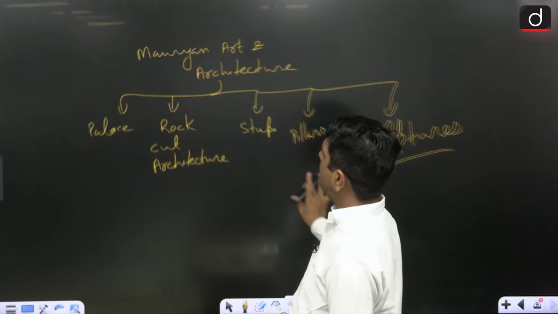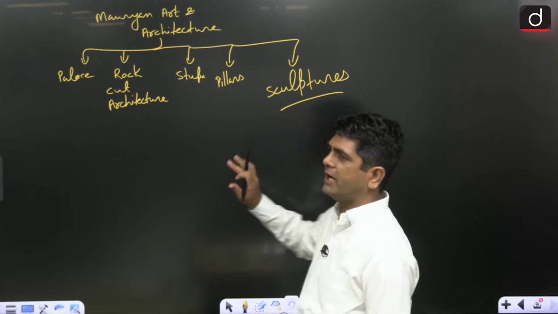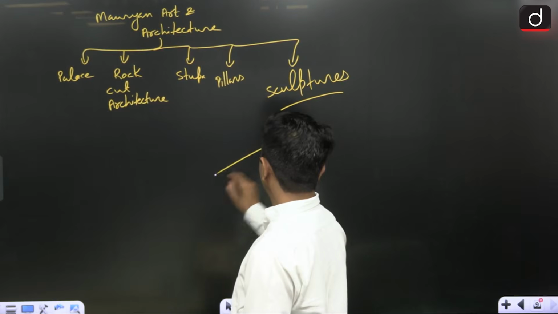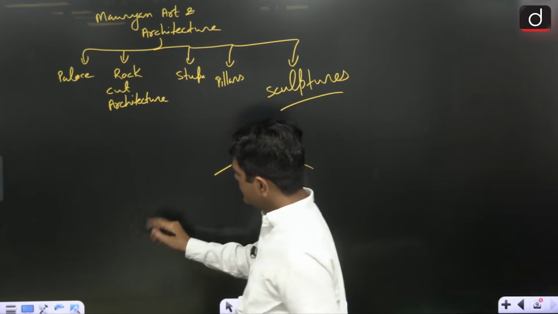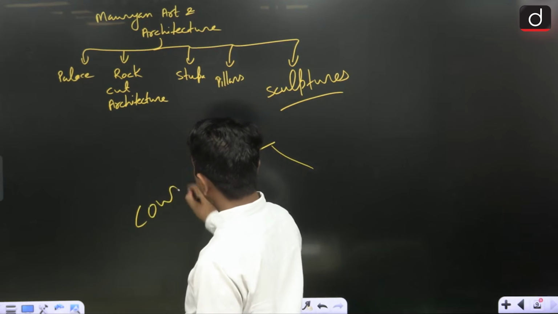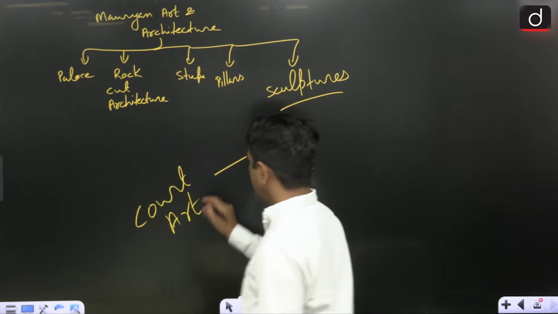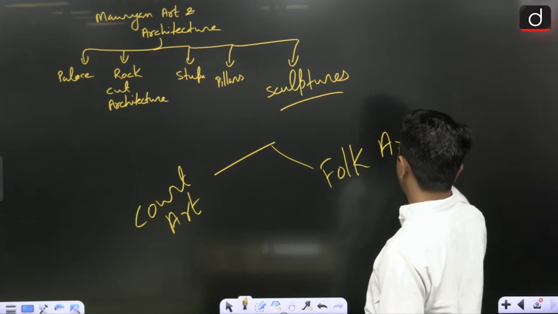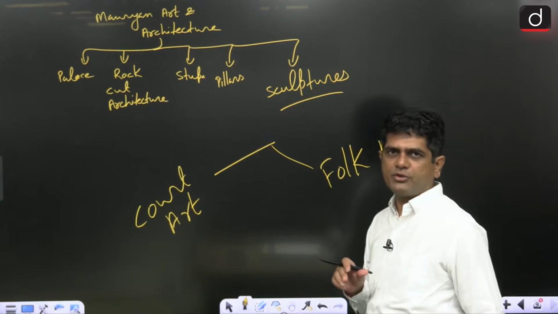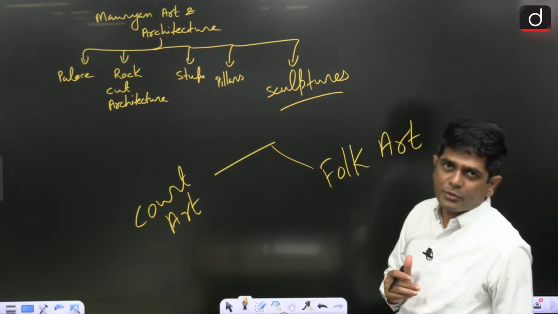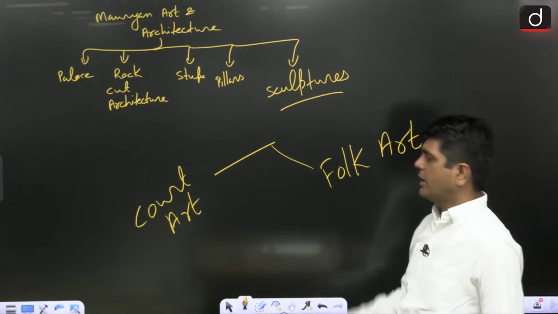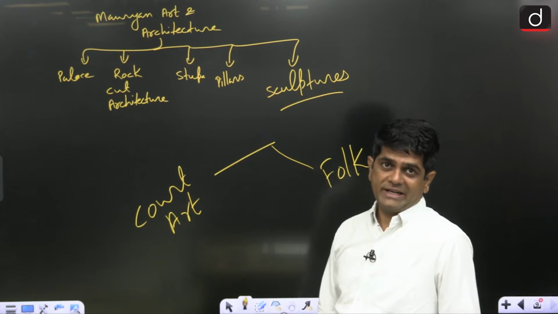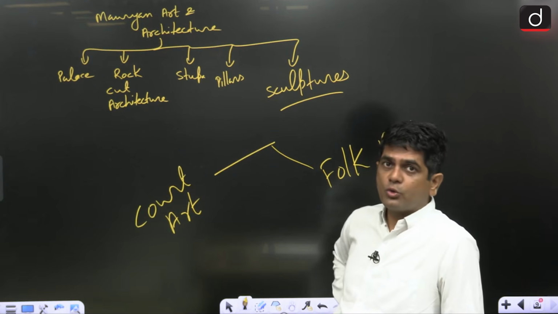Now, normally historians have divided or classified Mauryan art and architecture into two parts. First is called court art, and the second one is called folk art. Folk art means the art which was popular among the commoners. Court art is the art which was patronized by the state, by the ruler.